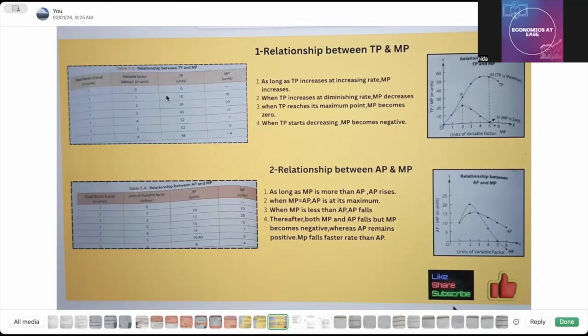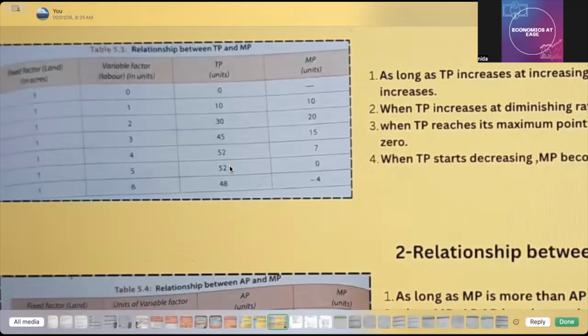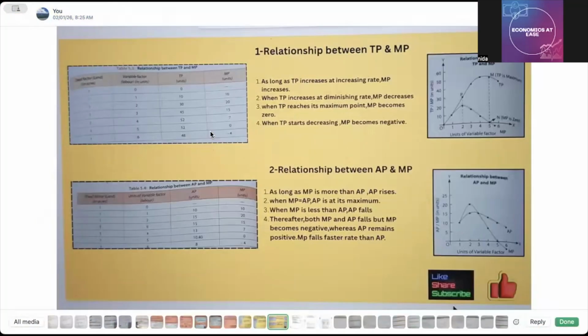Okay, so with the help of that you can also see that land is fixed, labor is the variable factor, as TP starts increasing, MP also increases. Okay, when it is maximum, at that point MP becomes zero. So see, here the maximum is how much, it reaches 52, right. So what is happening, at 52 it is maximum, it becomes zero, and as it again starts falling, TP starts falling, then MP becomes negative. Okay, so you can explain it in both ways, with the help of a diagram also and with the help of a schedule.